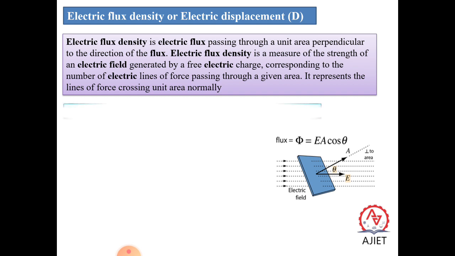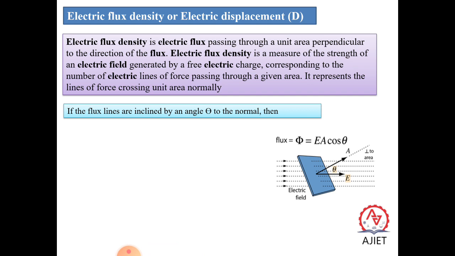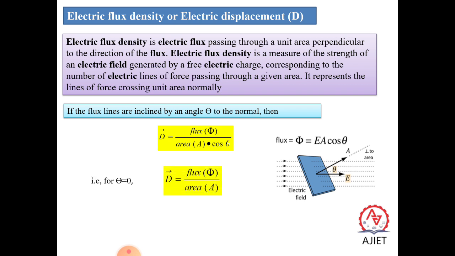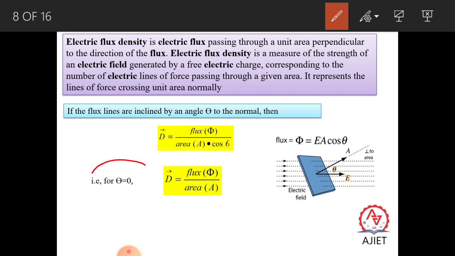So if the lines are inclined by an angle theta, that is the angle between the electric field and the normal drawn, then the electric flux density or electric displacement D is equal to flux divided by area into cos theta. For theta equal to 0, what happens to the cos theta here? We know cos 0 is equal to 1. So you can take flux phi into area A.